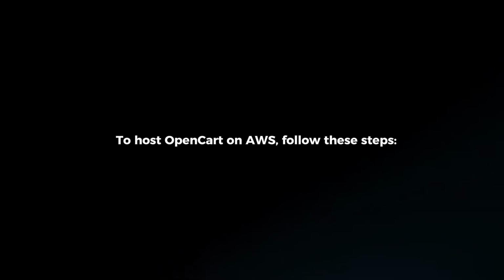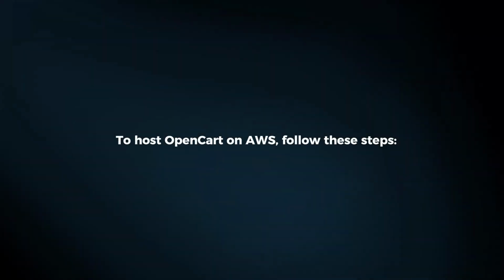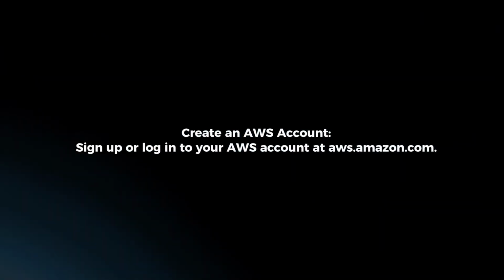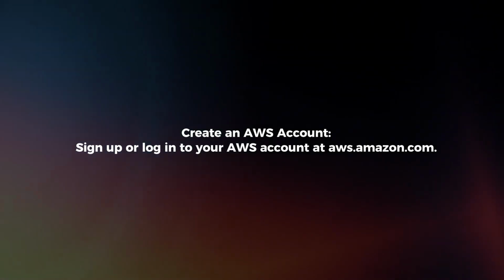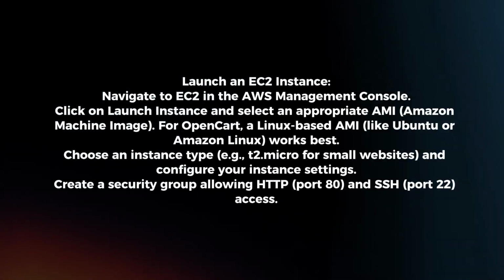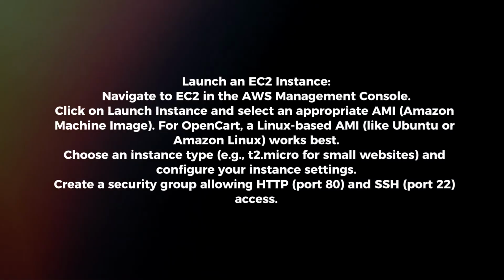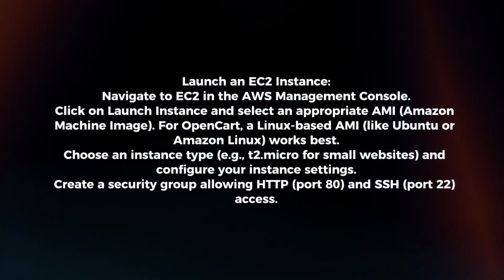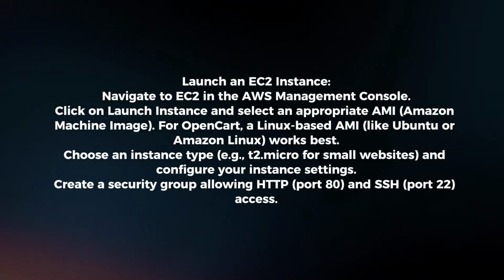To host OpenCart on AWS, follow these steps. Create an AWS account. Sign up or log into your AWS account at aws.amazon.com. Launch an EC2 instance. Navigate to EC2 in the AWS Management Console. Click on Launch Instance and select an appropriate AMI.